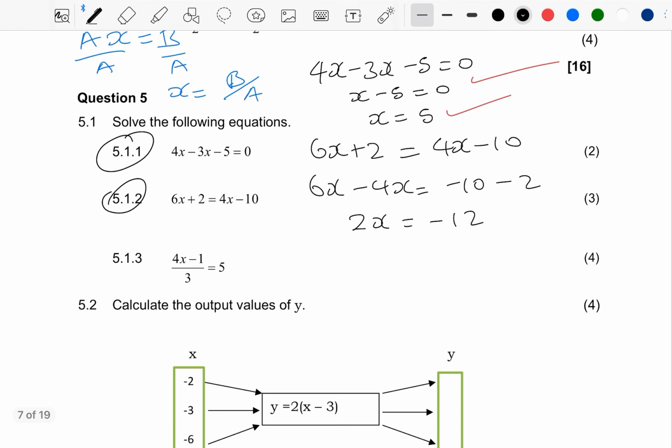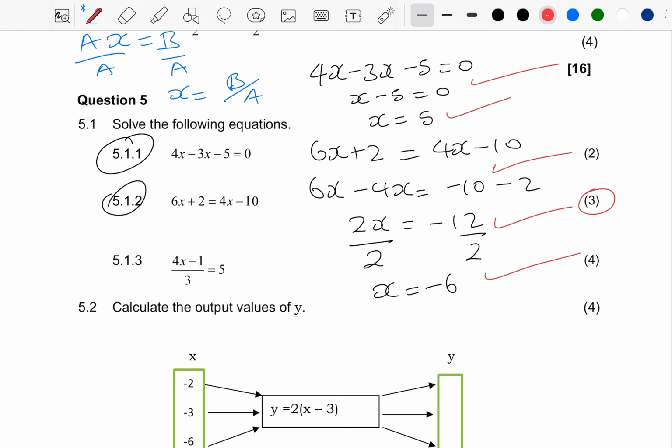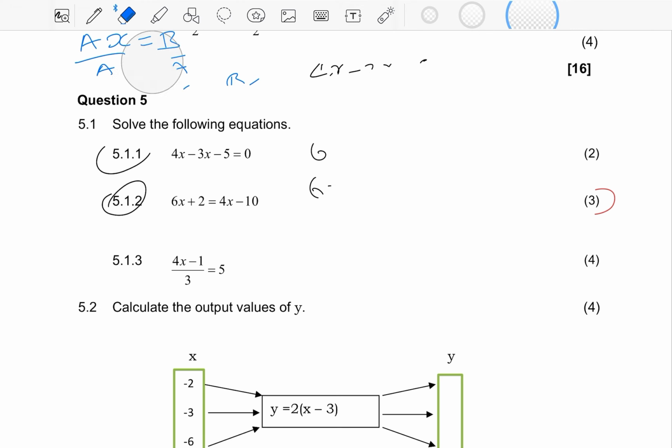So that's what you're going to be doing here. You're going to divide by 2 on both sides, and this will cancel. So your answer will be negative 12 divided by 2, that is negative 6. Okay, so again 3 marks: a mark there, a mark here and a mark here. Those are your 3 marks. Let me know if you have questions on this one.